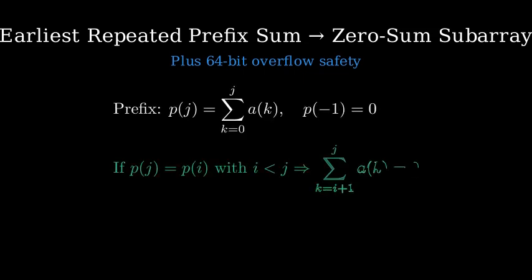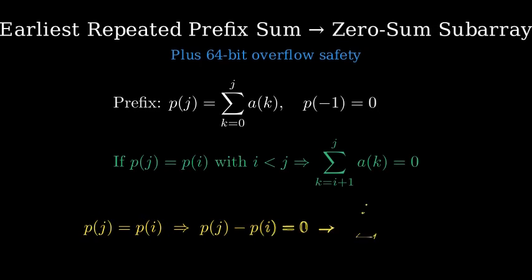Definition: for an array of length n, define the prefix sum p of j as the sum from k equals 0 to j of k. Also define p of negative 1 equals 0 for convenience. If p of j equals p of i, with i less than j, then the sum from i plus 1 to j is 0. Visual proof in one line.